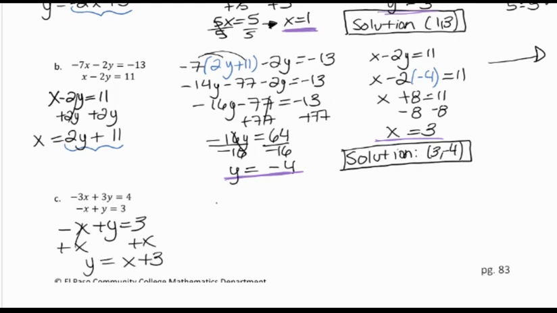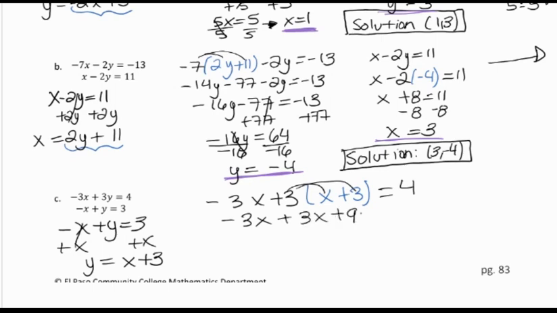Now let's go ahead into the first equation. We have negative 3x plus 3y. But y is x plus 3. So we're going to substitute that, equals 4. So we have negative 3x, distributive property, plus 3x plus 9 equals 4. We combine like terms. Negative 3x plus 3x is 0. So that leaves us with 9 equal to 4. Is 9 equal to 4? No. Therefore, this is no solution.